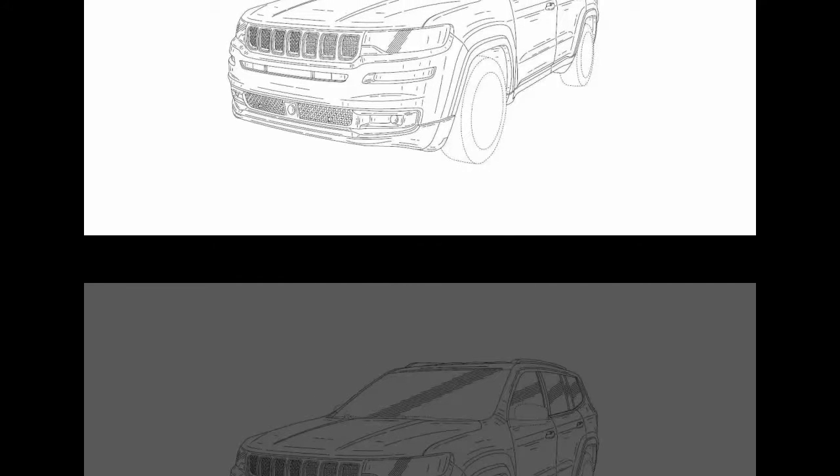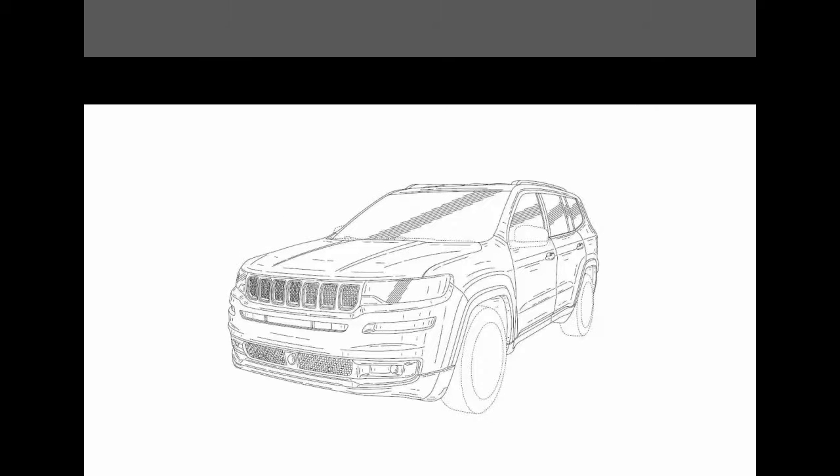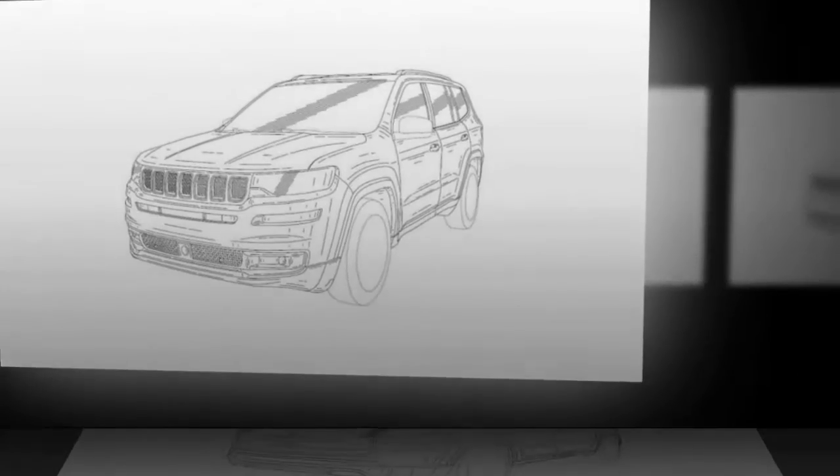New patent drawings discovered in the database of Europe's Office for Harmonization in the Internal Market Intellectual Property Registry reveal the design of a new three-row Jeep. This isn't Jeep's upcoming Wagoneer, as some have reported, but more likely a production version of the plug-in hybrid Yuntu concept we saw in April at the 2017 Shanghai Auto Show.